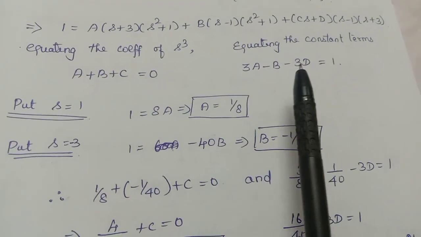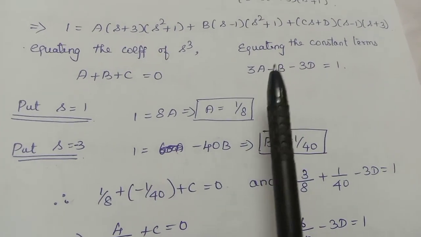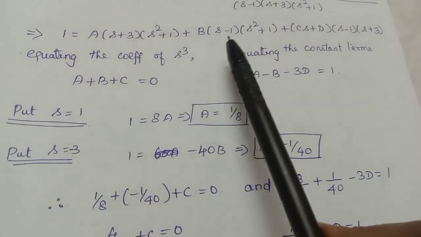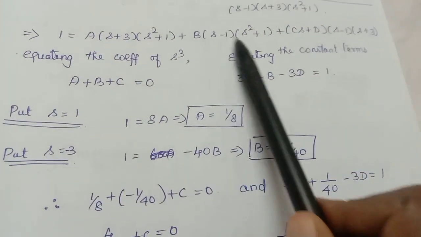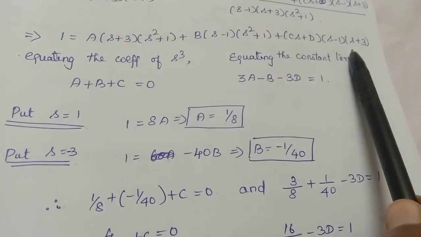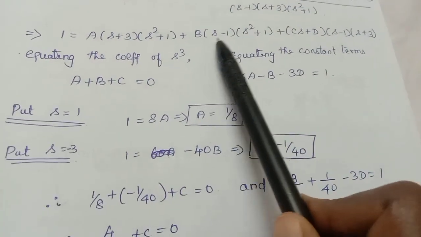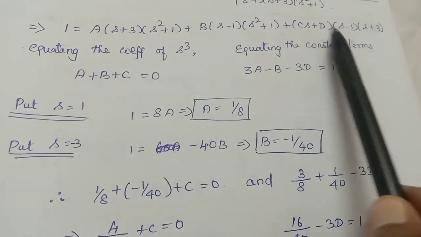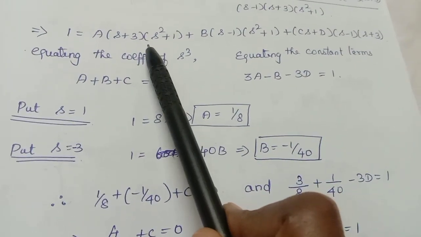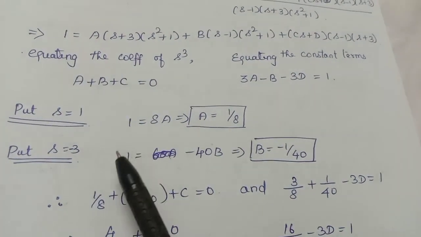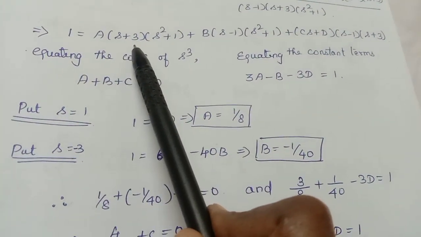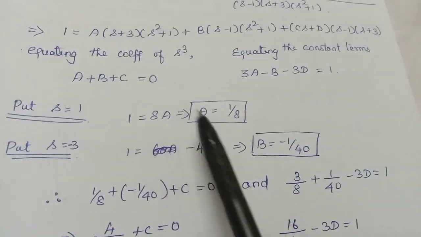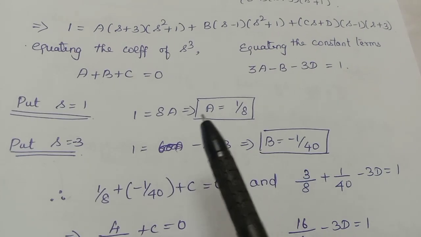But these are not enough for me to find the values of a, b, c, d. For that, I am going to substitute some values for s. If I put s equal to 1, the b term and the cs plus d term will become 0 because they contain s minus 1. So when you put s equal to 1, both these terms become 0 and you will have only the value for a. So put s equal to 1, you get 1 equal to, 1 plus 3 is 4, 4 into 2, 4 twos are 8. So 8a equal to 1, or simply a equals 1 by 8.